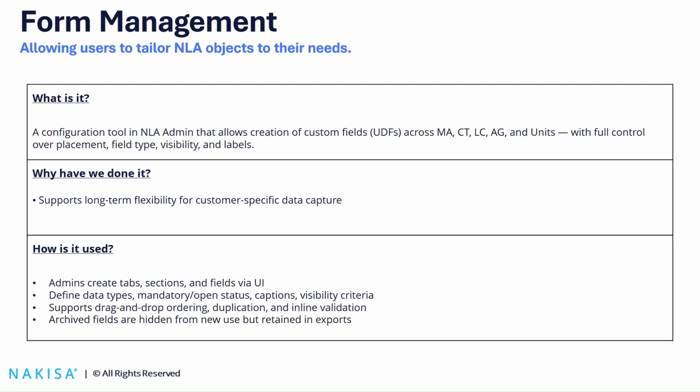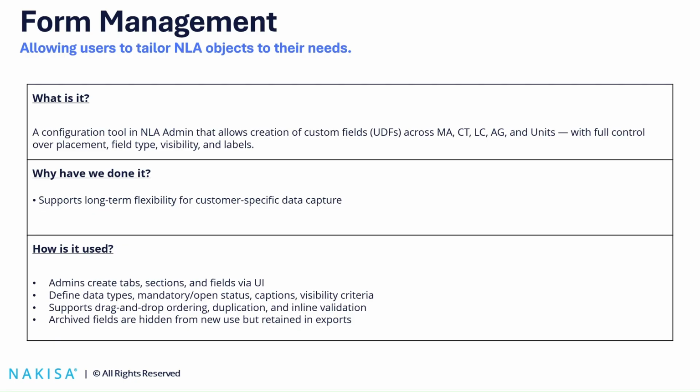The different data types that can be used, it can be mandatory or open status, whereby you can make modifications in it as a requirement when you're doing a lease modification, as well as provide clear captions on it. The user-defined fields underneath an object, if you have multiple of them being assigned on tabs, you are able to simply drag and drop to reorder it. You can duplicate and modify it, and there's a validation will be in place as well.